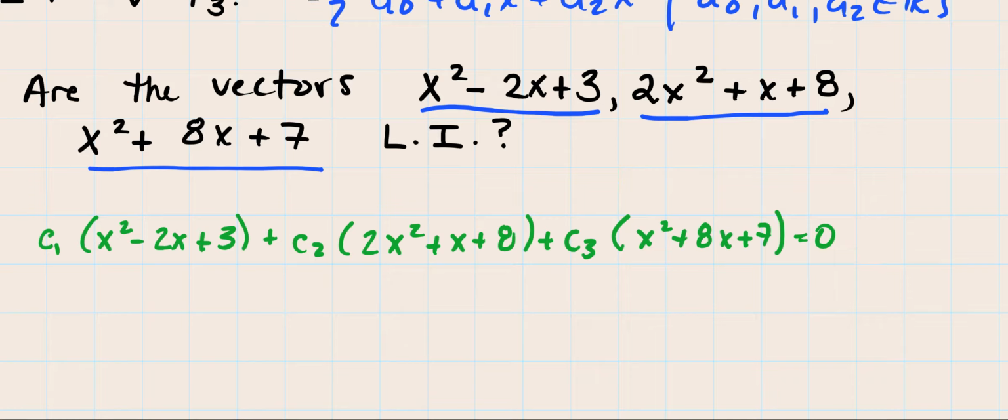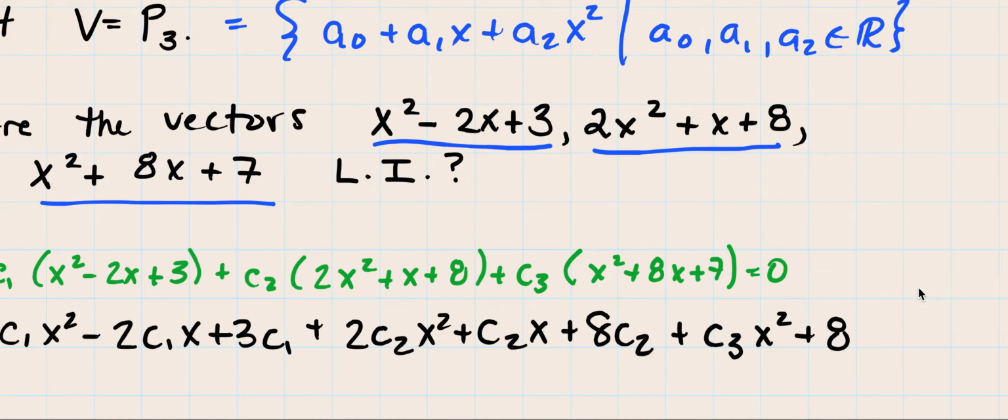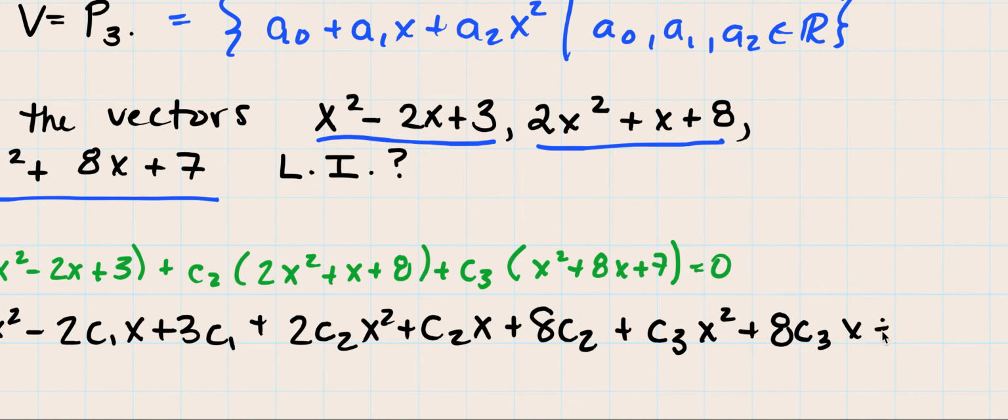All right, what I'm going to do is regroup these. I'm going to get everything with an x squared together, anything with an x together, and anything that's just a number together. So you're going to distribute this. So you're going to have c1x squared minus 2c1x plus 3c1 plus 2c2x squared plus c2x, and so on. That's equal to 0.